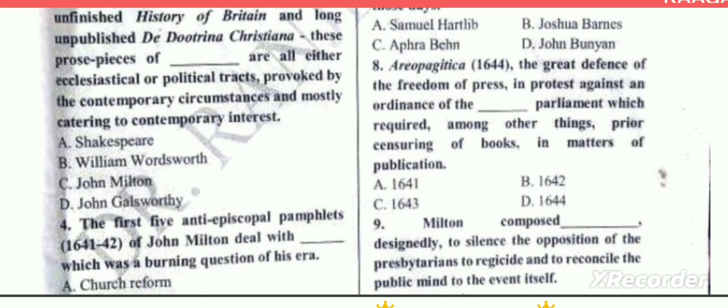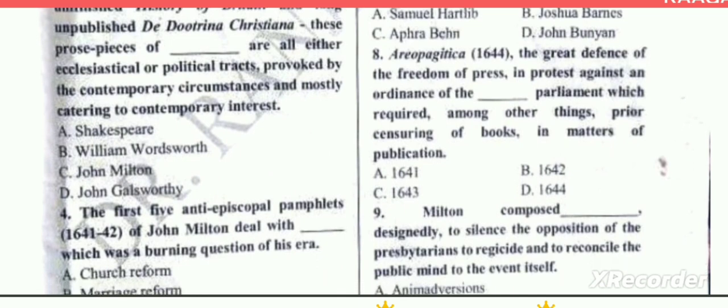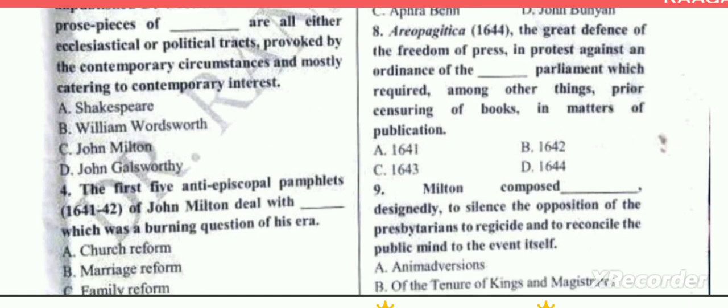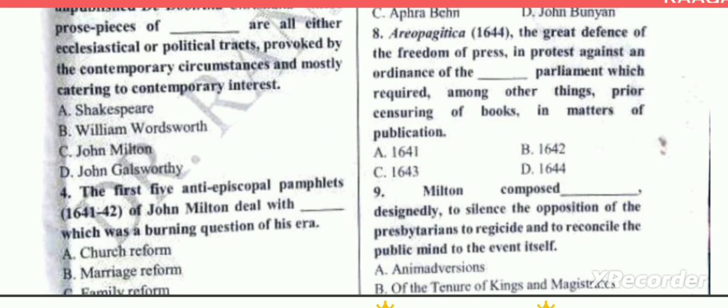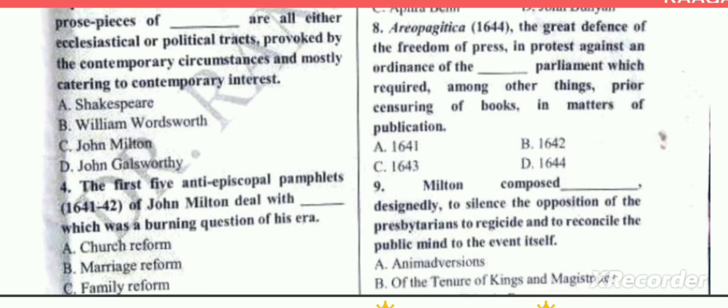Next number. Areopagitica 1644, the great defense of the freedom of the press in protest against an ordinance of the dash Parliament which required, among other things, prior censoring of books in matters of publication. Options are 1641, 1642, 1643, and 1644. So in this, option C is correct. That's 1643. Ordinance of Parliament 1643, you can say.